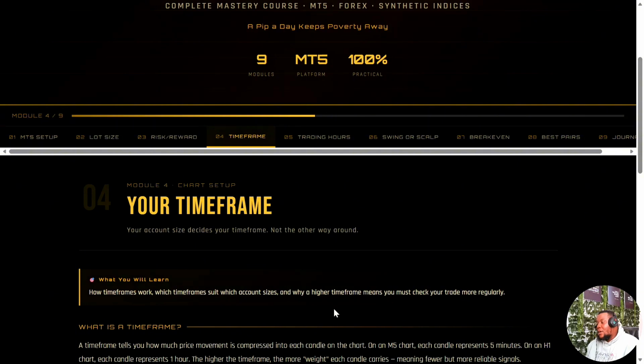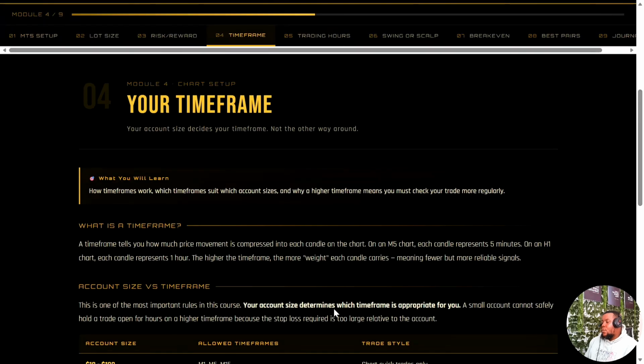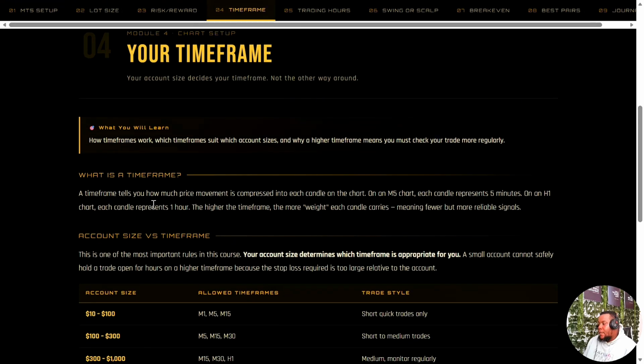Your account size decides your time frame, not the other way around. What will you learn in this module? How time frame works, which time frame suits your account size, and why a higher time frame means you must check your trades regularly.